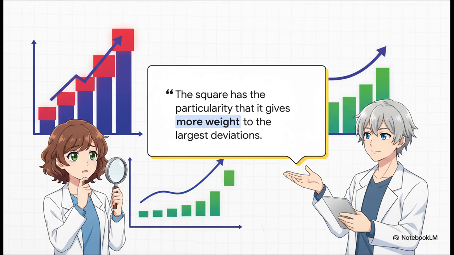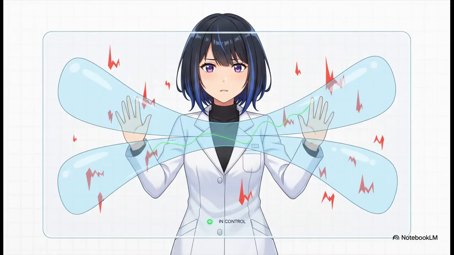That squaring operation, just by its mathematical nature, acts like a giant amplifier for the biggest numbers. It gives way more weight to the largest deviations. So what's the big deal? Well, that massive 400 gets tossed into the average, and it blows up the final standard deviation like a balloon. This makes our control limits way too wide.